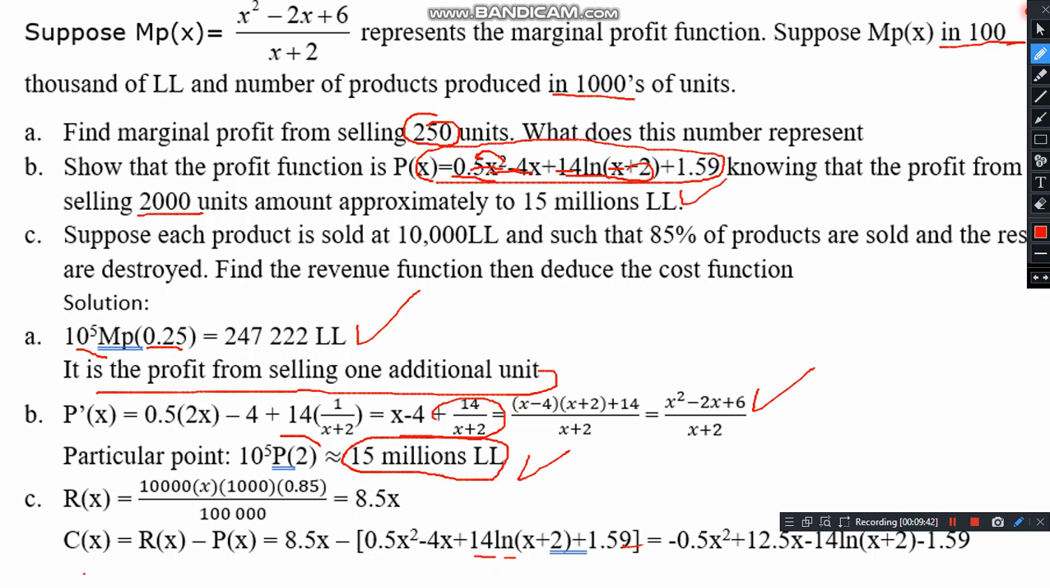Suppose each product is sold at 10,000 and such that 85% are sold and the rest are destroyed. Find the revenue. So you know the revenue, and you can find the cost, which is revenue minus profit. You know already this one.